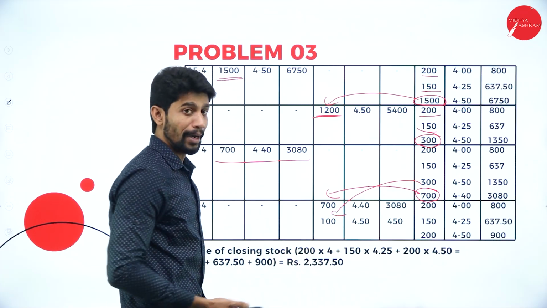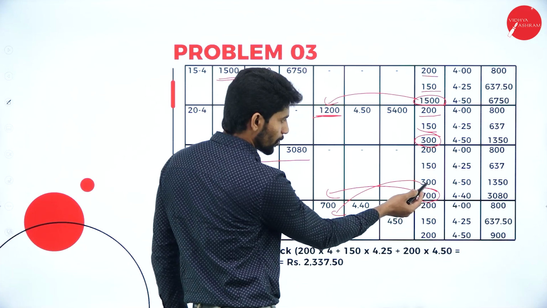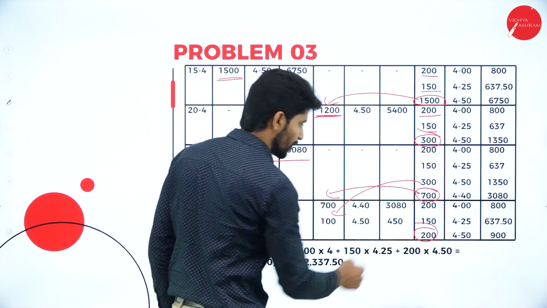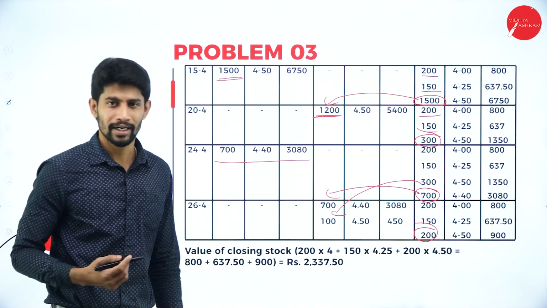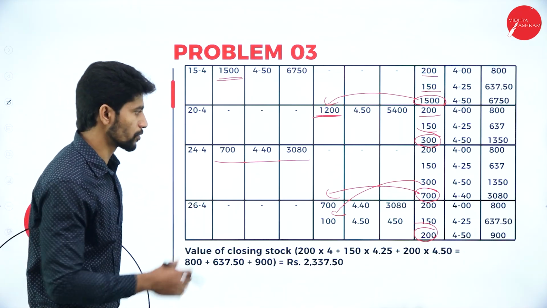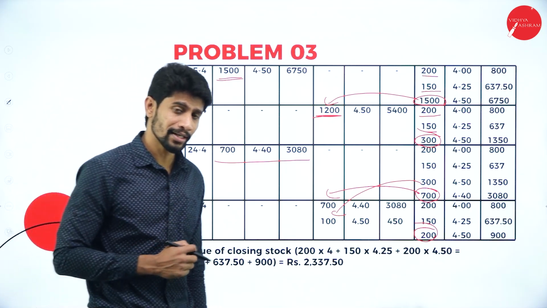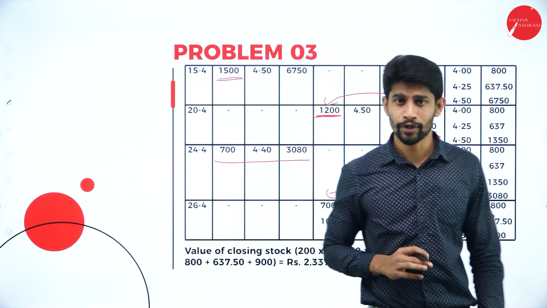Okay, and now the balance. So 200 we have taken, 150 we have taken, from this 300 we issued 100. What is the balance? 200. Yes, we have taken. So next you write the closing stock at the end. So this is how we are supposed to solve the problem under LIFO method, that is last in first out. Next, moving on to the next problem, that is the fourth problem.